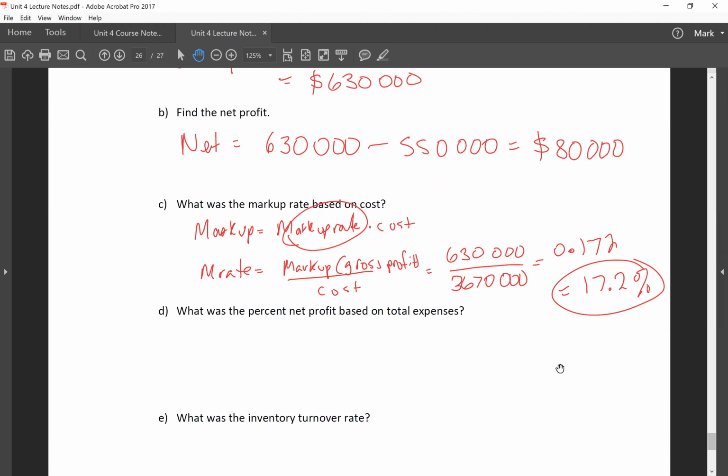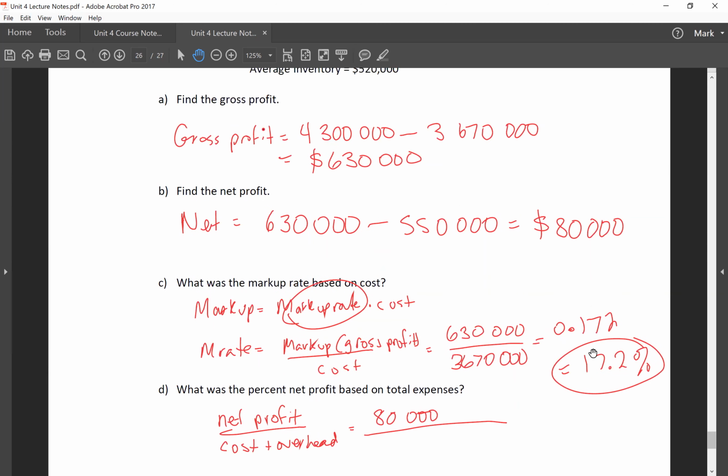What was the percent of net profit based on total expenses? Well, remember my formula for that. There is no formula in your data book. And sorry, by data booklet, I mean formula sheet. It's your net profit based on your total expenses, which is your cost plus your overhead. So my net profit is $80,000.